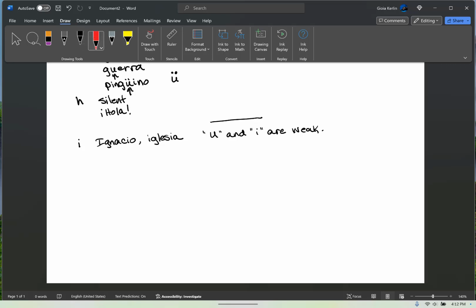So what does that mean? When we say the name Ignacio, cio is one syllable together, okay? That's what we mean. It's not ci-o. The I and the O just kind of blend in a little bit, okay? Likewise, iglesia. So you hear the sia, I and A are together.